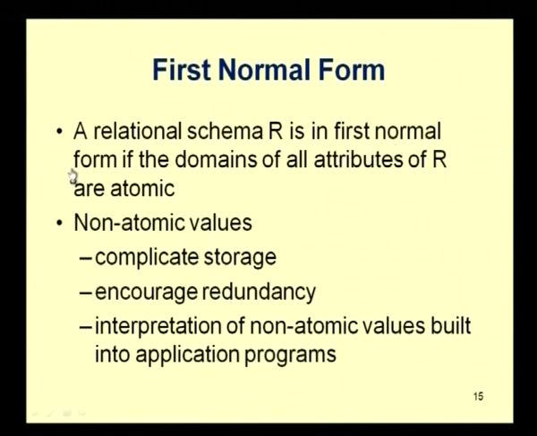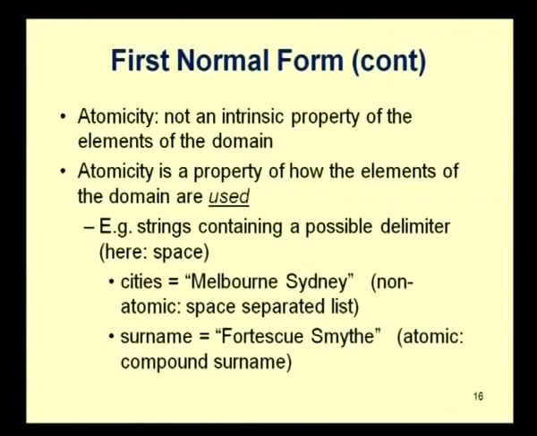A relational schema R is in first normal form if the domains of all attributes of R are atomic. As I already told you, non-atomic values complicate storage, encourage redundancy, and the interpretation of non-atomic values has to be built into the application programs. These are the reasons why the first normal form tells you to avoid these things. We want only atomic values. Atomicity is not an intrinsic property of the elements of the domain; it is a property of how the elements of the domain are used.